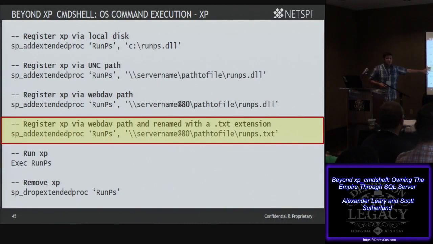This is just a sheet of different ways to register it in SQL Server and run it. I have the highlighted one. This is my favorite, right? You're basically registering your custom C++ DLL method from WebDAV. That's what this path looks like. And we're going to rename it TXT, so it can look pretty arbitrary coming through your proxies and stuff.